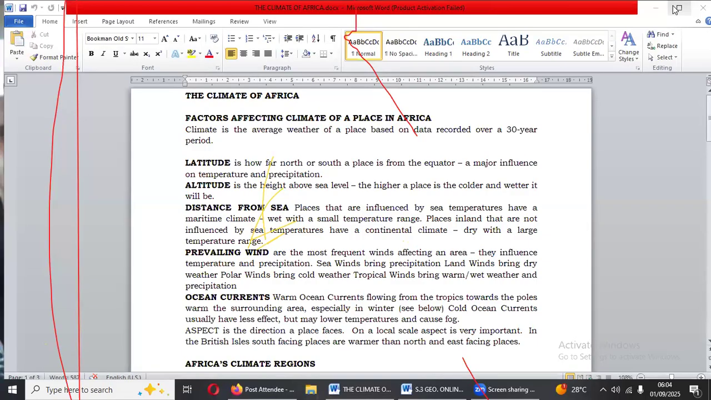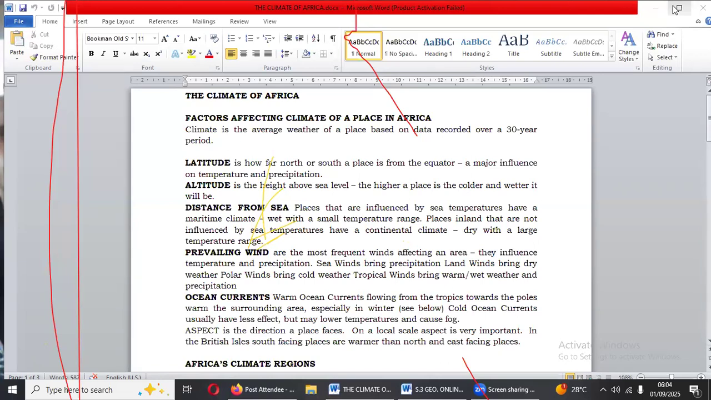Okay, when I talk about the distance from the sea, of course, we do know that areas which are near the sea will definitely receive rainfall, and when we say rainfall, that is one of the aspects of climate. But areas far away from the sea will not receive that bigger amount of rainfall.